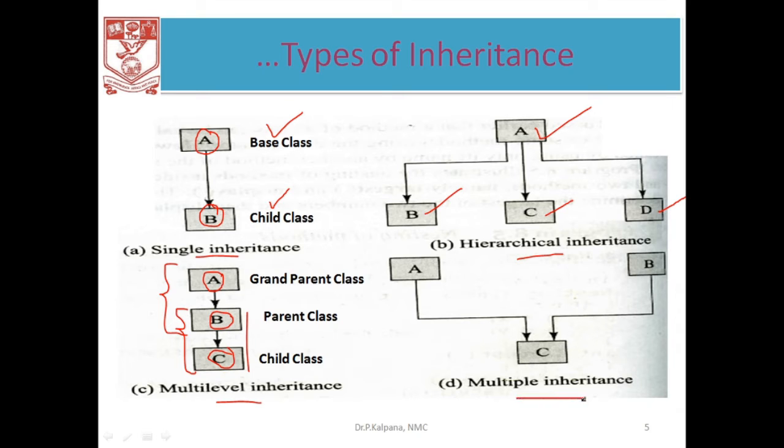And the fourth category is multiple inheritance, which means the child class is derived from more than one parent class. That is, here C is the child class, which is derived from A and B. So both A and B are serving as the parent for the child class C. This is multiple inheritance, but this concept is not supported directly in the case of Java. But we can do this type of inheritance with the help of the concept called interfaces. We will see the interfaces later.